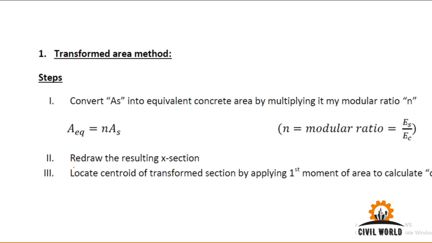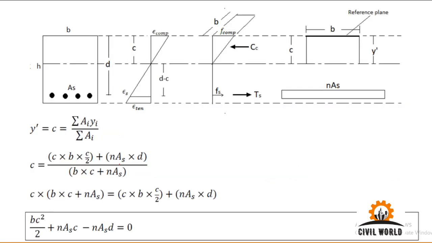Then we'll redraw our cross section and then locate our neutral axis using first moment of area. So we have same section. We have compression strain in concrete, tension strain in concrete, which has already cracked, tensile strain in steel, compression force, we already discussed it. There is a concrete area which is in compression. It is still intact. It is taking compressive stresses.